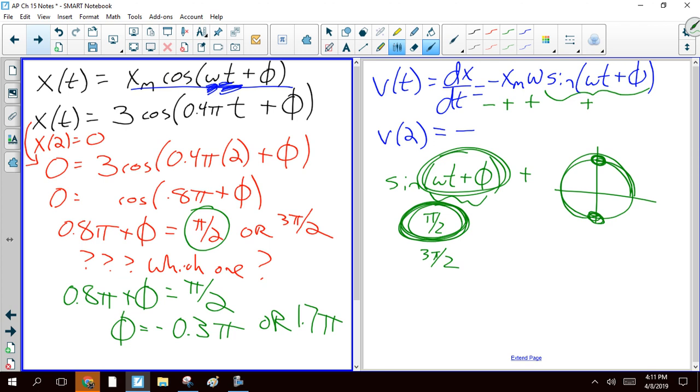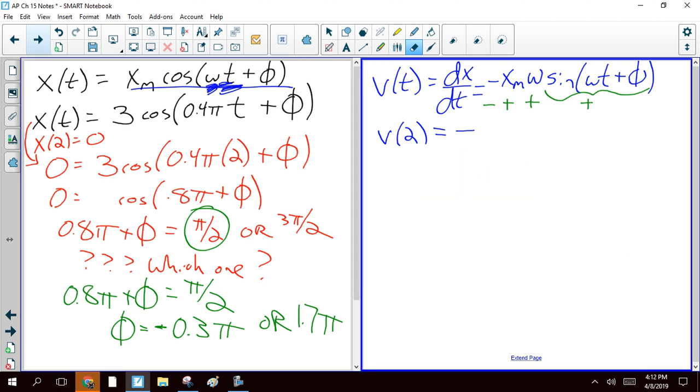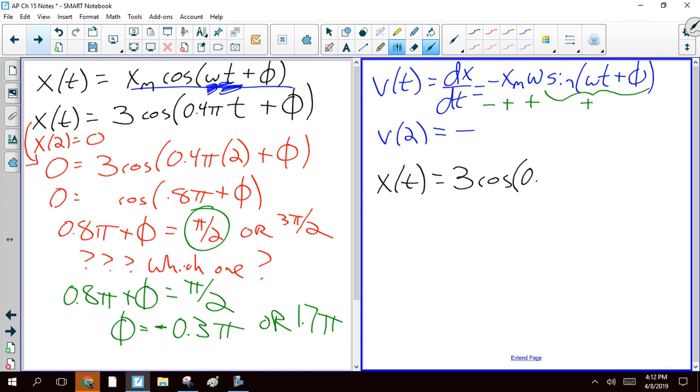Because sine and cosine repeat themselves every 2 pi radians, if you didn't want a negative phase constant, you could add 2 pi to get a positive. So, look at this, we just found out a whole bunch of stuff. Here's what we know. We know our position at time t is 3 cosine of omega, which is 0.4 pi, times t minus 0.3 pi.